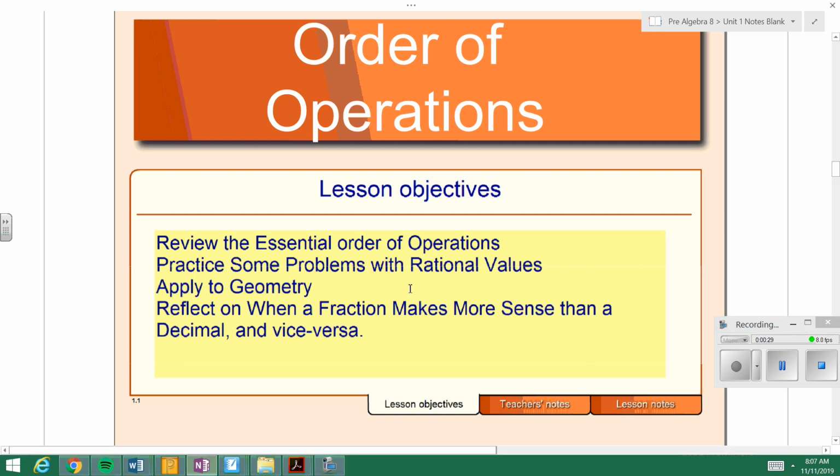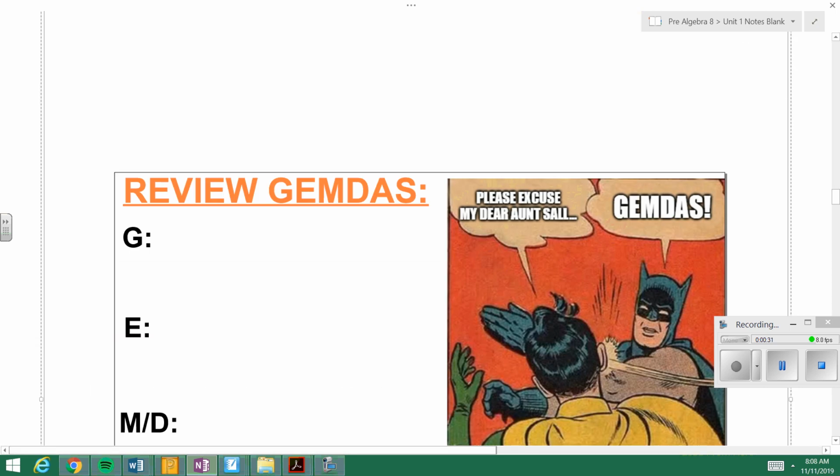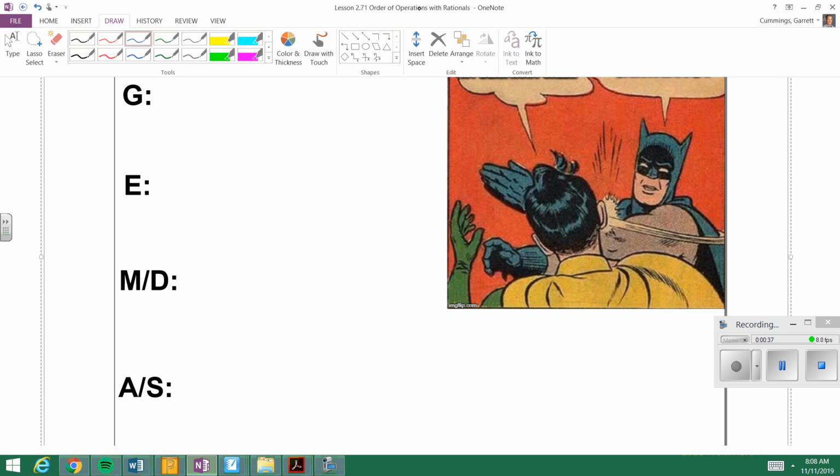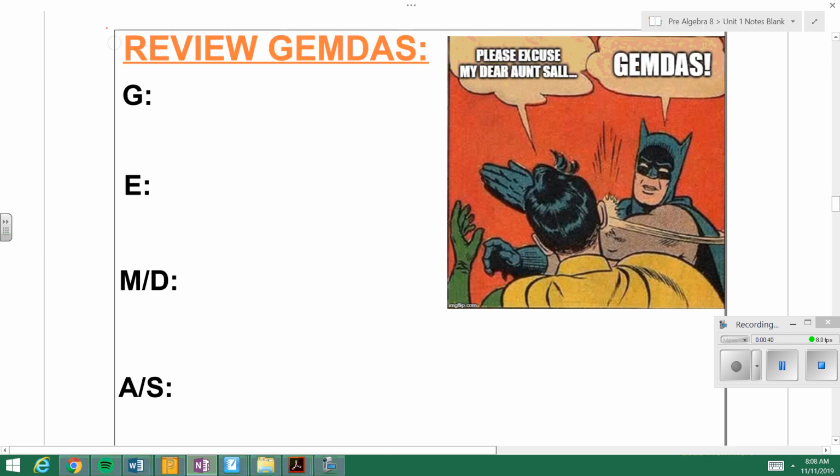So really quickly, let's just go through the order of operations again, as we call it at Ravenscroft, GEMDAS, right? Old school people might call it PEMDAS. Please excuse my dear Aunt Sally. We call it GEMDAS because, as you know, the G stands for groupings, right? So let's go ahead and write in the grouping symbols that we all know and love.